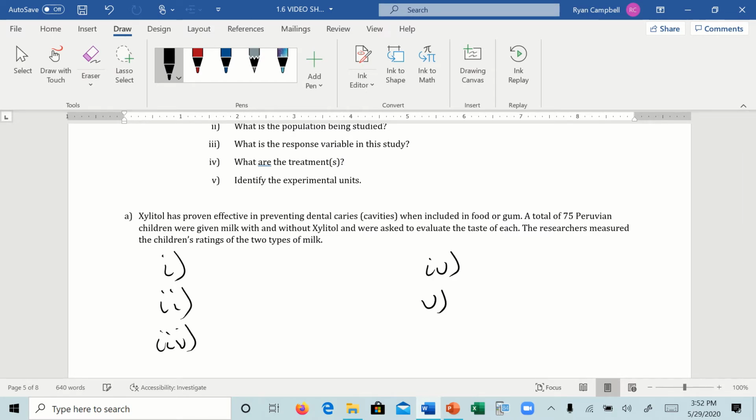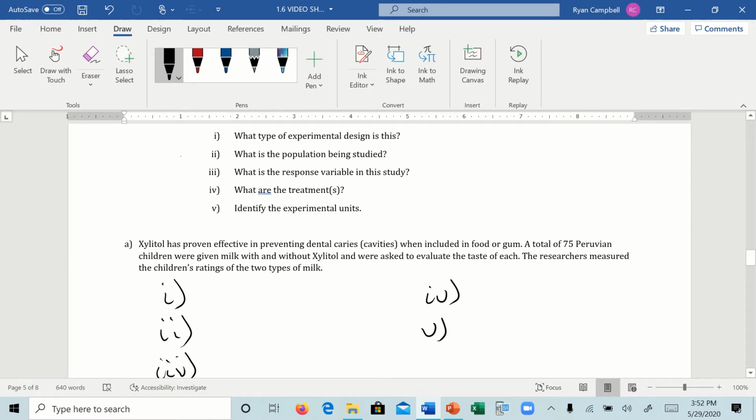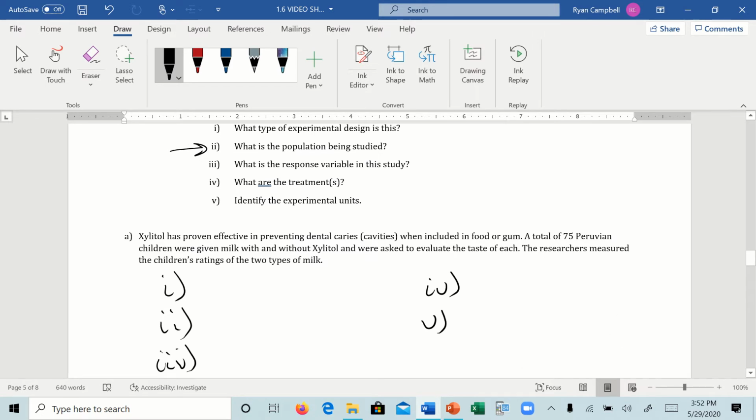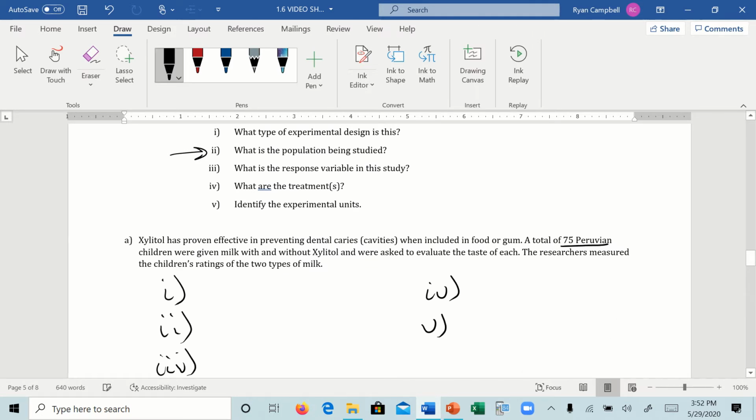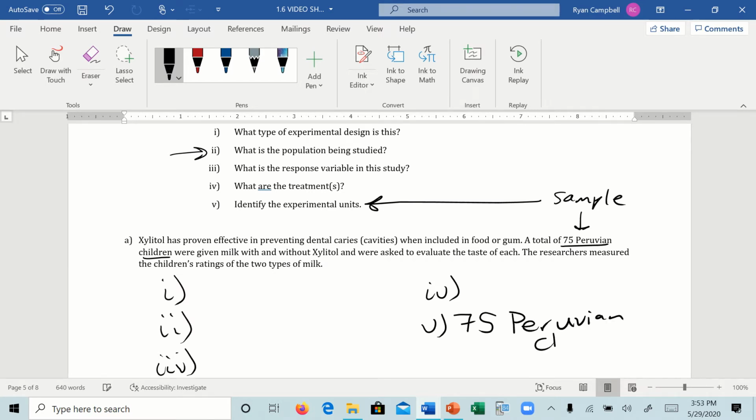So let's look at the population first. Maybe that would be the easier one. So number 2, population. What is the population in this case? So a lot of people would be tempted to say that it is the 75 Peruvian children. But is that every single person that they're trying to look at? No, right? The 75 Peruvian children are actually the sample of children that they're looking at, which would mean that these are all of the subjects. These are the experimental units. So this is part 5, the 75 Peruvian children.